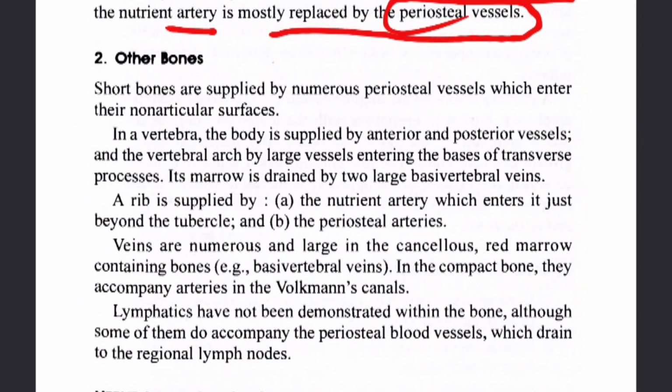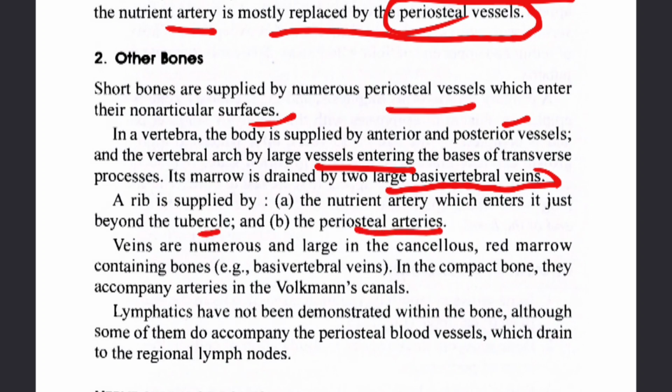Short bones are supplied by numerous periosteal vessels which enter their non-articular surface. In vertebra, the body is supplied by anterior and posterior vessels, and the vertebral arch by large vessels entering the base of the transverse process. Its marrow is drained by two large basivertebral veins. When we talk about the rib, the rib is supplied by the nutrient artery which enters it just beyond the tubercle, and the periosteal arteries, the nutrient artery and the periosteal artery. Where is the tubercle? We have seen the rib, the head, below the head part is the tubercle.